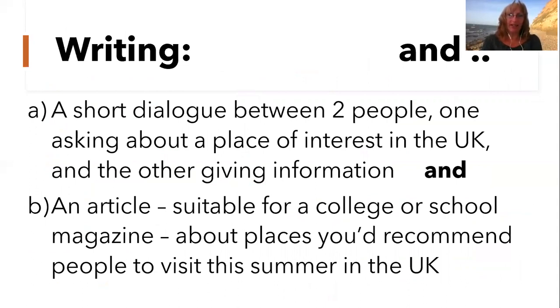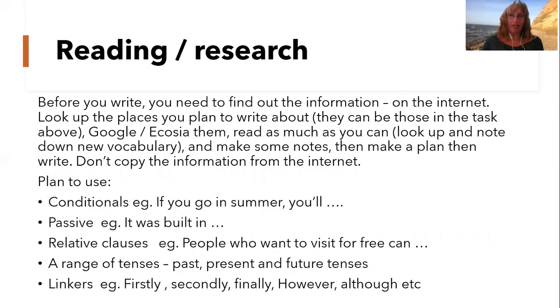The other one is an article suitable for a college or school magazine about the places you'd recommend people to visit this summer. Now, you can write about the places I've suggested and the places you've suggested, but what you need to do before you write is do some research. You need to find out some interesting, useful information, and you need to do this on the internet, probably easiest. So look up the places that you're planning to write about. They can be in the tasks above or other places.